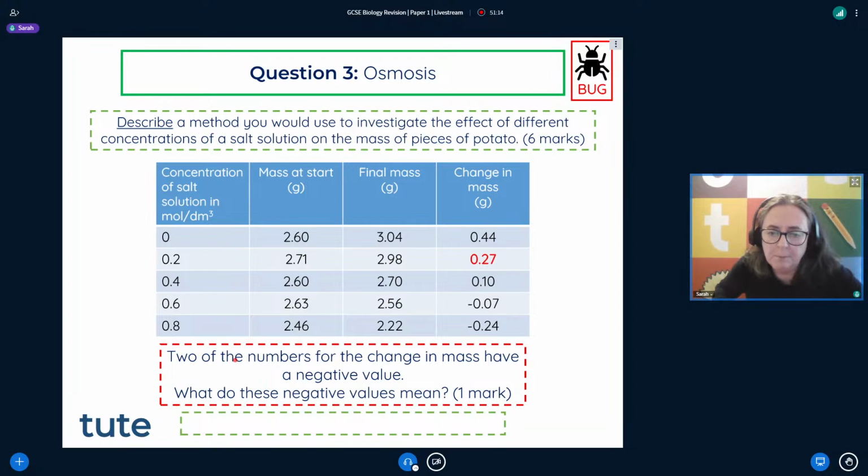So two of the numbers for the change in mass have a negative value. There they are. Okay, what do these negative values mean? Now, the question here is only 1 mark.